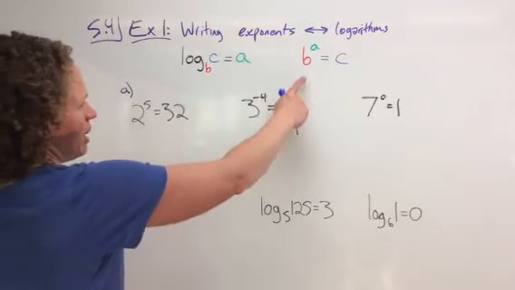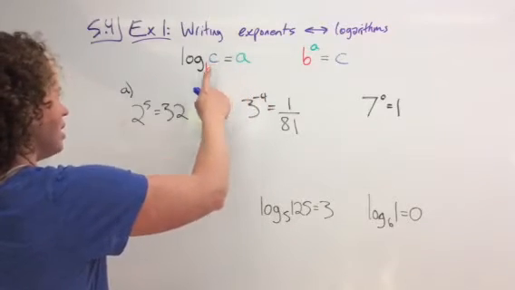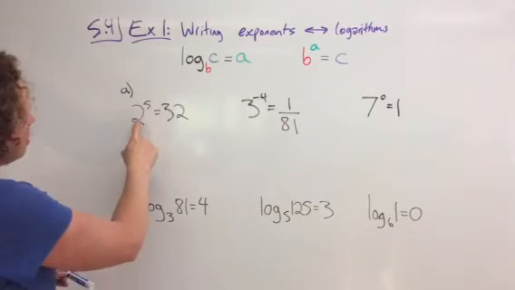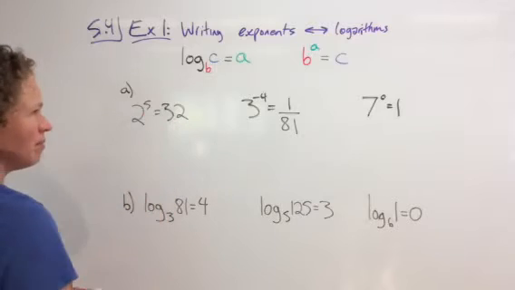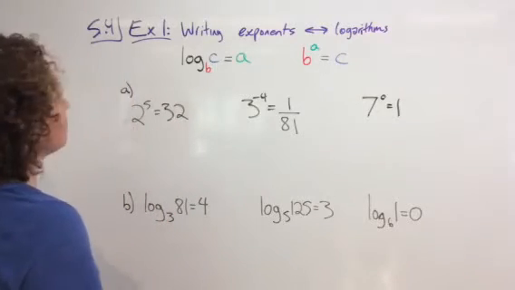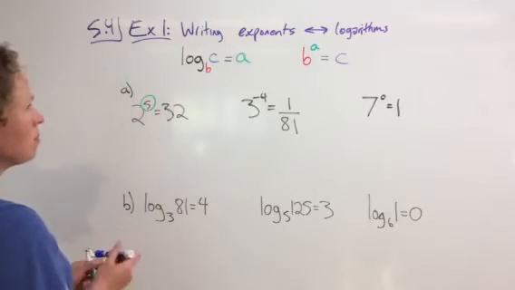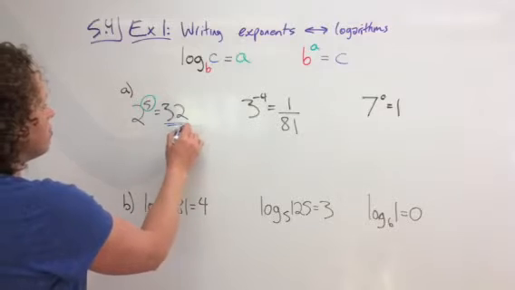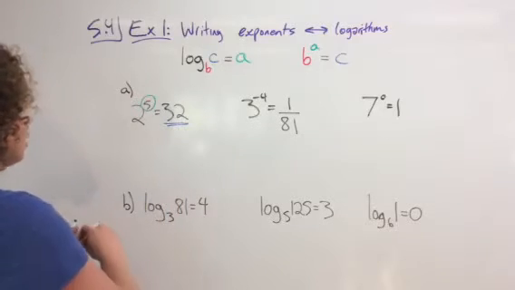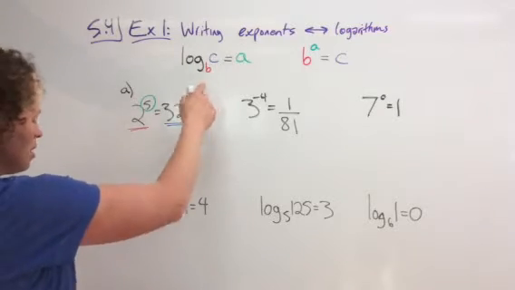So I have a base, an exponent, and an answer. Here's a base, here's an exponent, here's an answer. So let's see. Should we color coordinate this? Why not? I have an exponent that's green. I have an answer that's blue. And I have a base that's red. So I'm going to put it in this format.